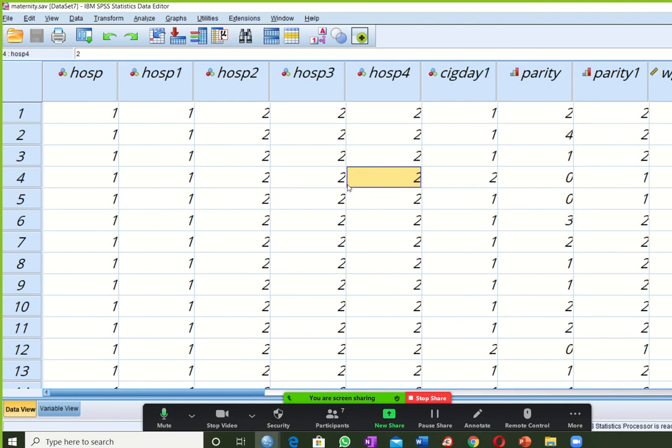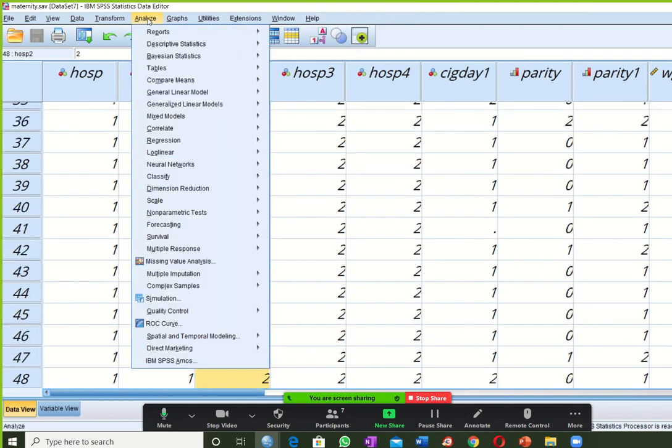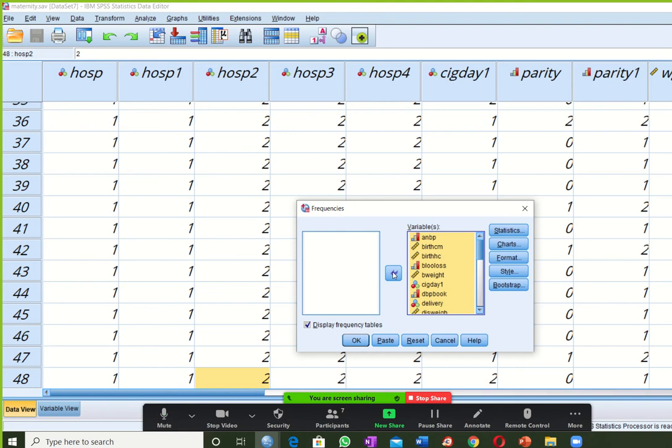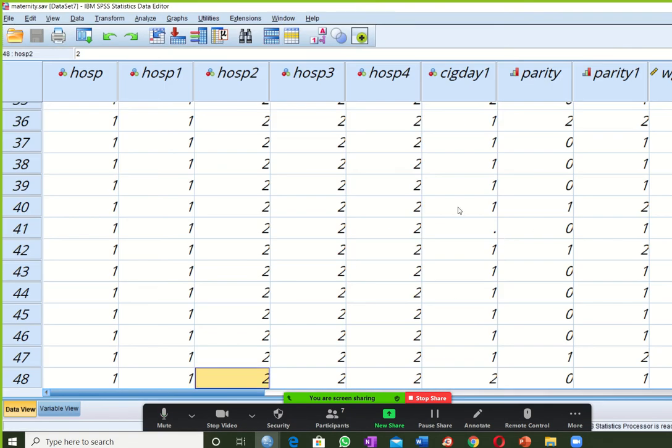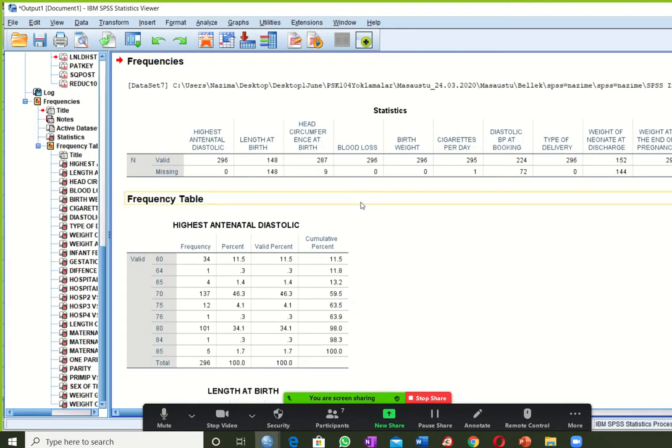We can go like that, but the easy way is to find frequency. Analyze, descriptive statistics, and frequencies. Let us export this data set, this maternity data set. I take all of them, I select all, I pass it to the right side of my window here, and I click OK. Now I am going to find output. Yes, here.